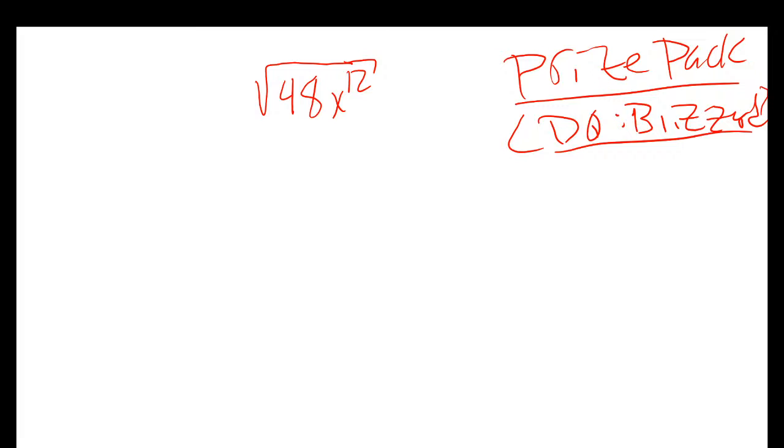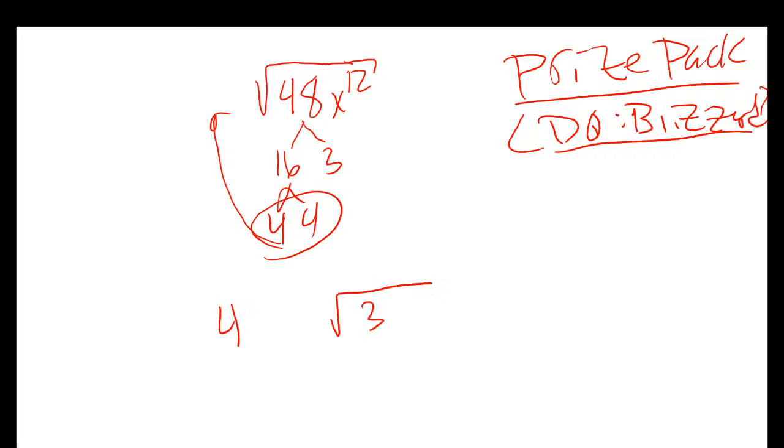I got 4x to the 6 times the square root of 3. 4x to the 6. All right. So walk me through it. What did you do? First I found what two numbers could get 48 and become a perfect square. What numbers did you choose? 16 and 3. All right. And then 16 is 4 times 4? Yes. All right. So that 4 comes out. That square root of 3 is left over. Very good. How'd you deal with the x to the 12?